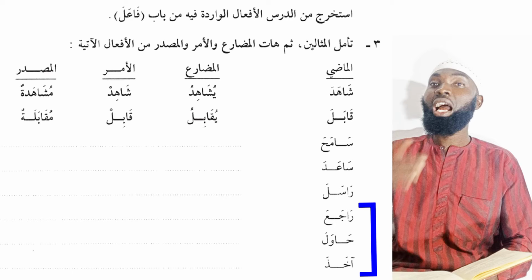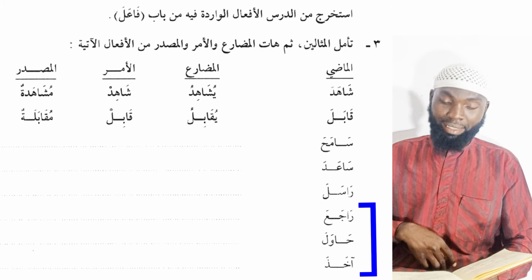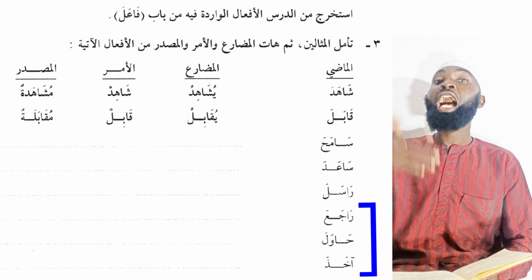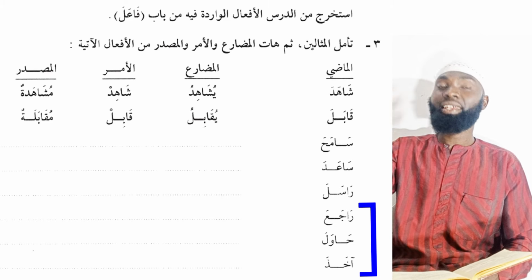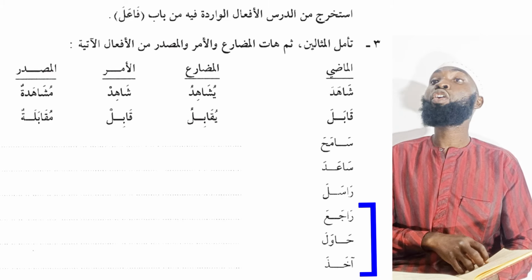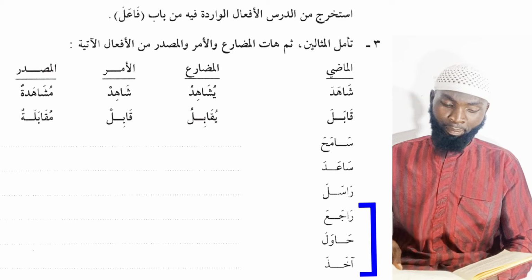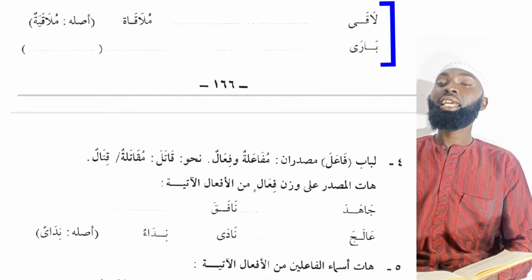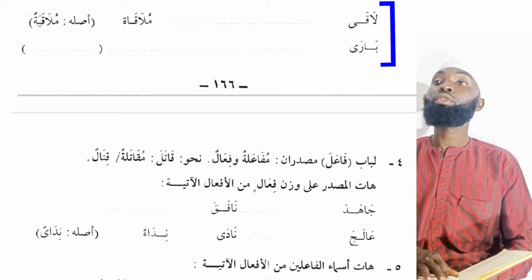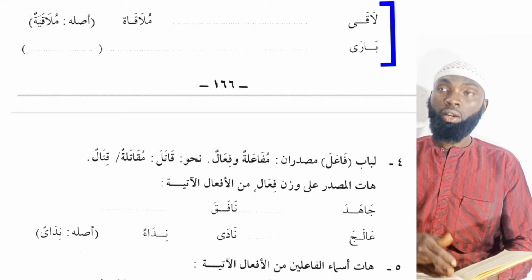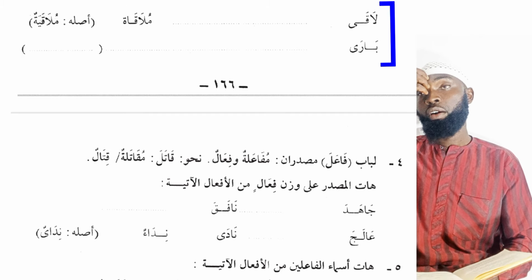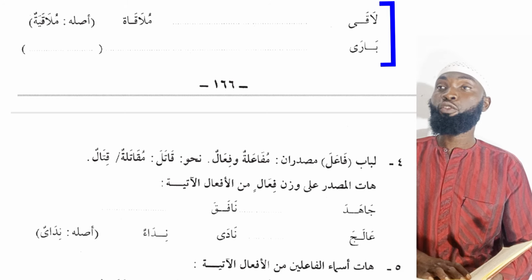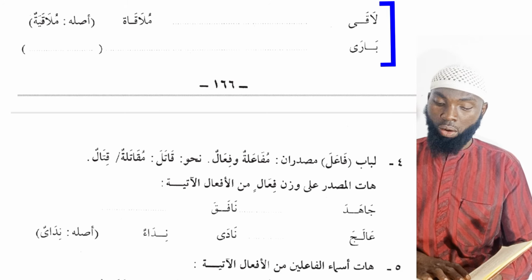Muhawala, trial, effort. Next we have Akhadha, to hold responsible. Yu'akhidhu. Then we have Akhidh. Then we have what? Mu'akhadha, holding responsible. Next we have laqa. He met. Yulaqi. Then this one is mulaqat. Mulaqat, the meeting of two people. Asluhu mulaqaya. Originally it is mulaqaya, but the ya was removed and alif was brought. That's how we have mulaqat.